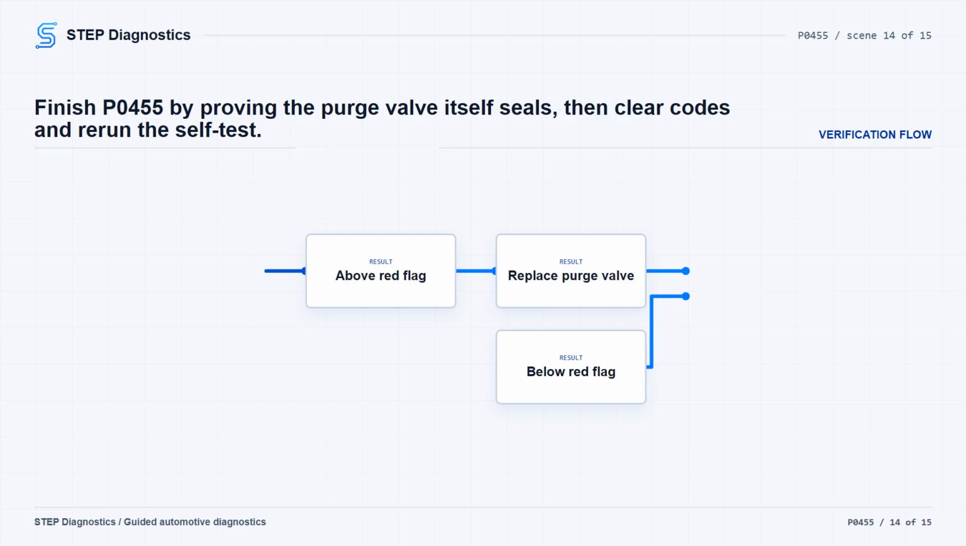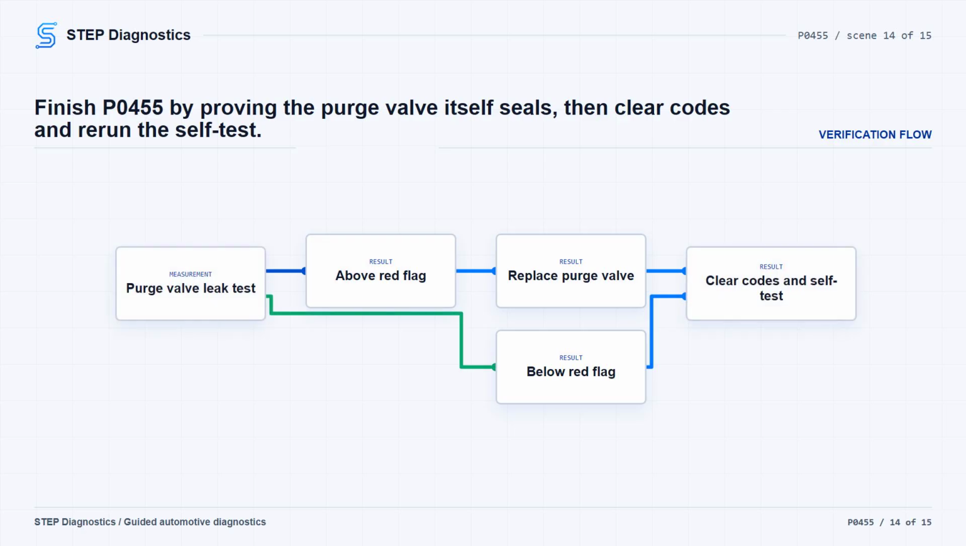If the measurement is below the indicator flag, the purge valve passed the pressure test. If it is above the indicator flag, the purge valve has an unacceptable leak, and the path calls for installing a new EVAP canister purge valve, running the EVAP test, clearing the PCM codes, and repeating the self-test. If the purge valve passes, the test has passed with no concerns present. Clear the PCM codes and repeat the self-test to confirm P0455 stays gone.